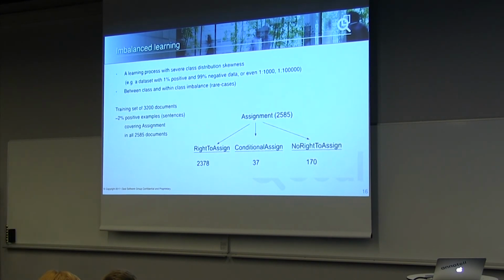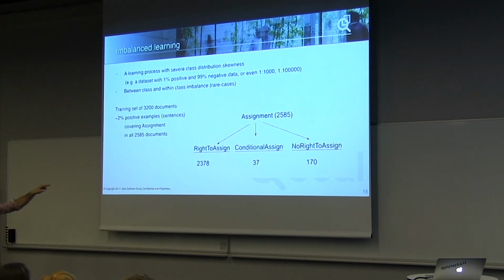And again, this is the imbalance, which is really problematic, the imbalanced data set, and how do you actually learn from that? Imbalanced learning is defined as a learning process where the class distribution has a severe skewness. In our case, we had 1% positive and 99% negative, but it could be even more.